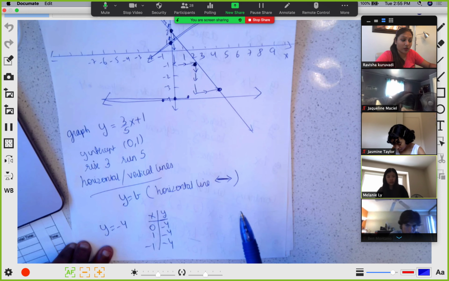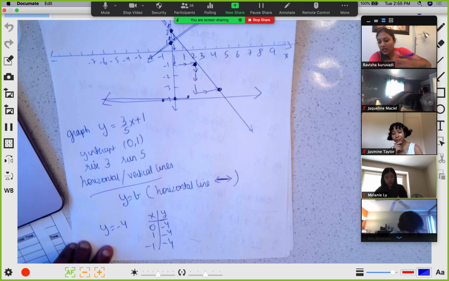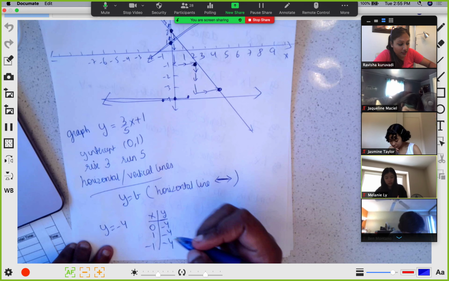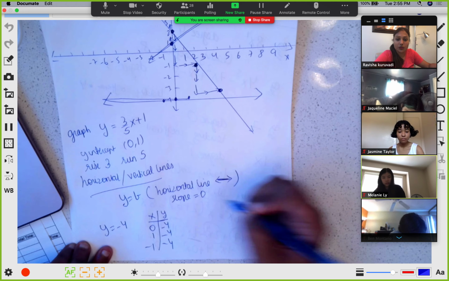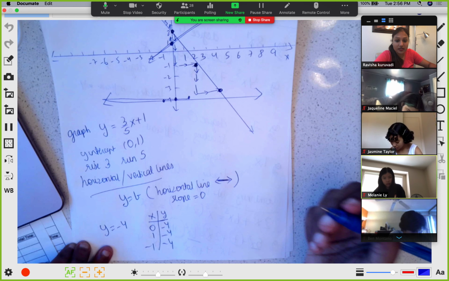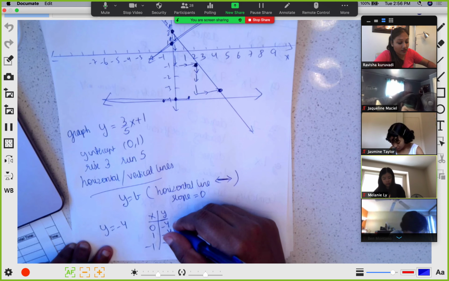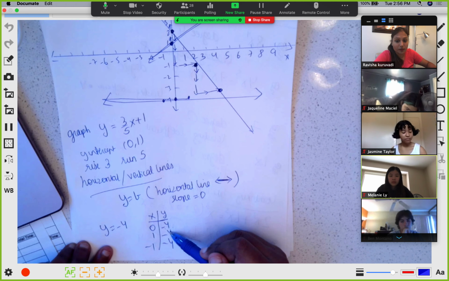Any doubt, anyone, with this one? Horizontal line. And remember, in a horizontal line, the slope is always equal to 0. Why is my slope equal to 0? You can see from here. If you don't get it, take any 2 points and try to find the slope. You will see you will get 0.